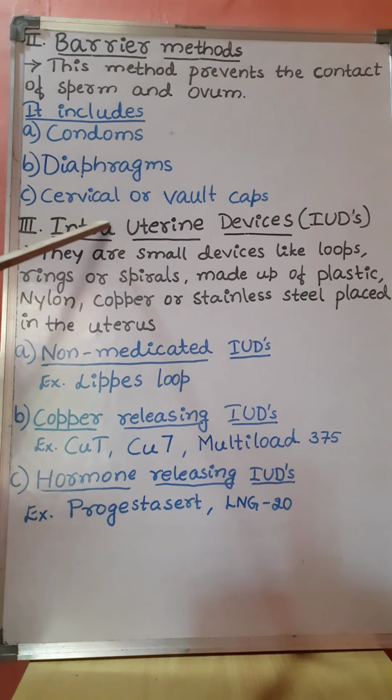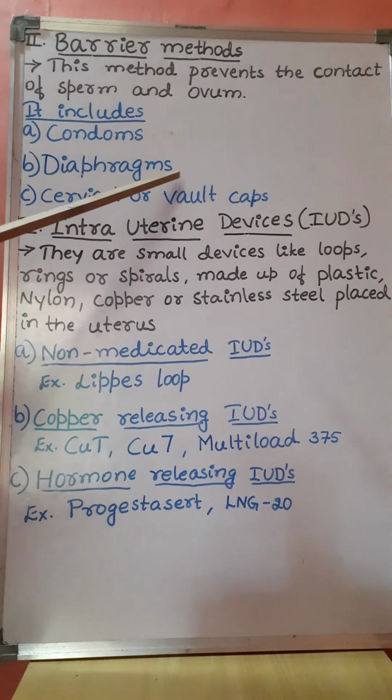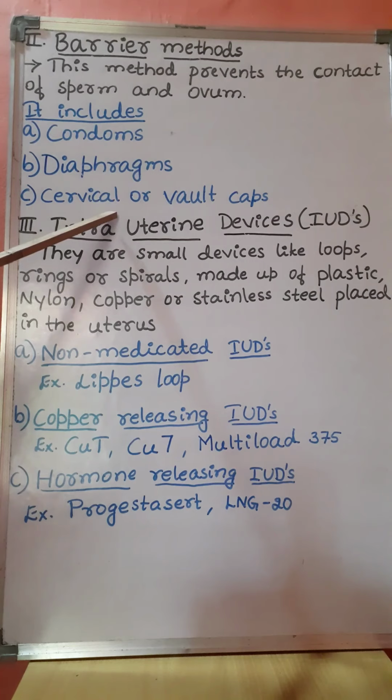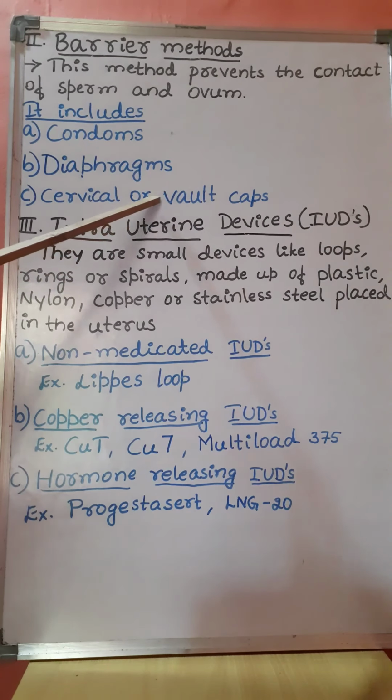To the inner surface of the cervical caps also, spermicides are coated. Spermicides are chemicals which kill sperms, and can be used in the form of creams, jellies or foams. Such spermicides are coated on the inner surface of the cervical caps, which prevents the sperm from reaching the uterus. This is about barrier methods.